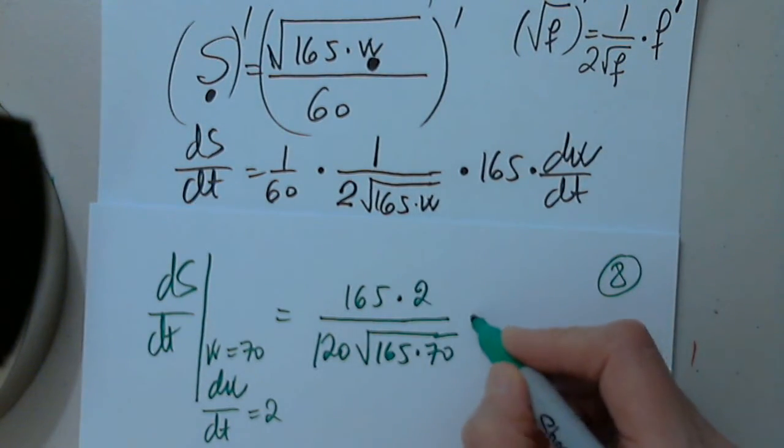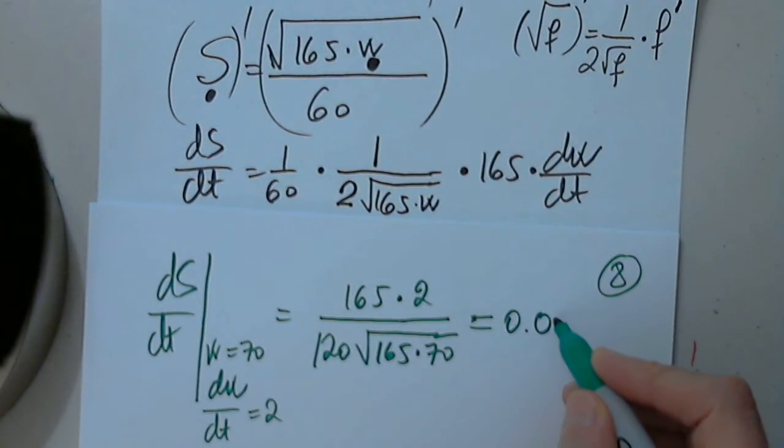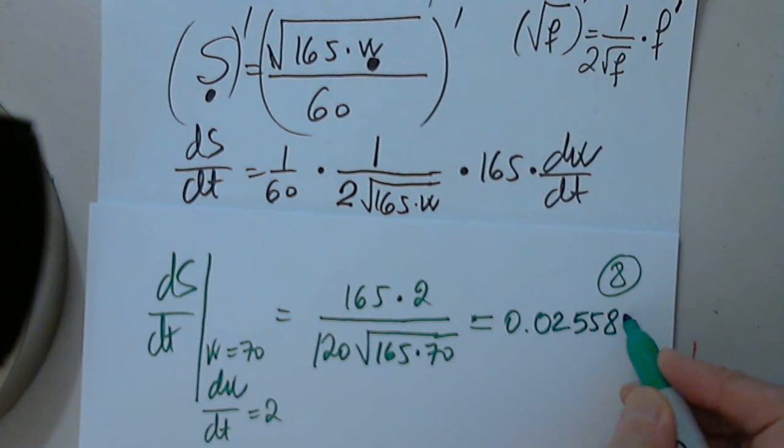So I can multiply up here. Okay? Careful how we put this in. The numerator, 165 times 2, divide by, parentheses, 120 times the square root of 165 times 70. I close the inside and then I close the outside. And press enter. 0.025588.